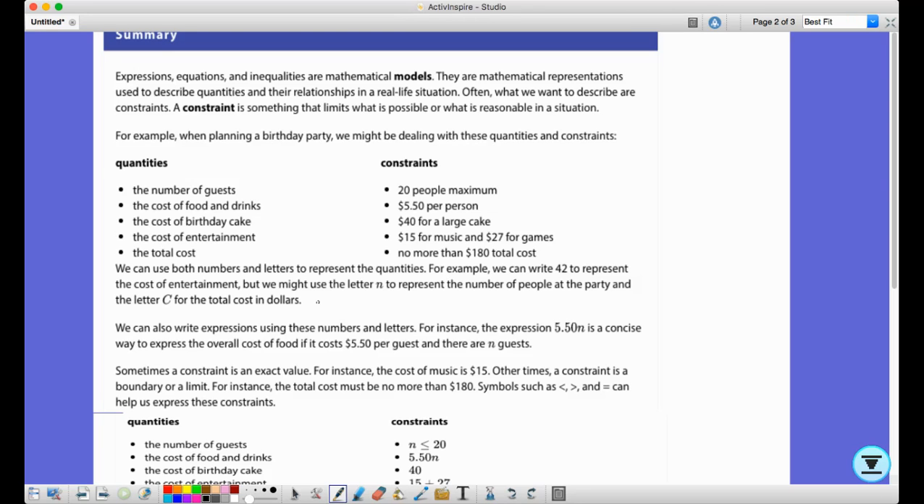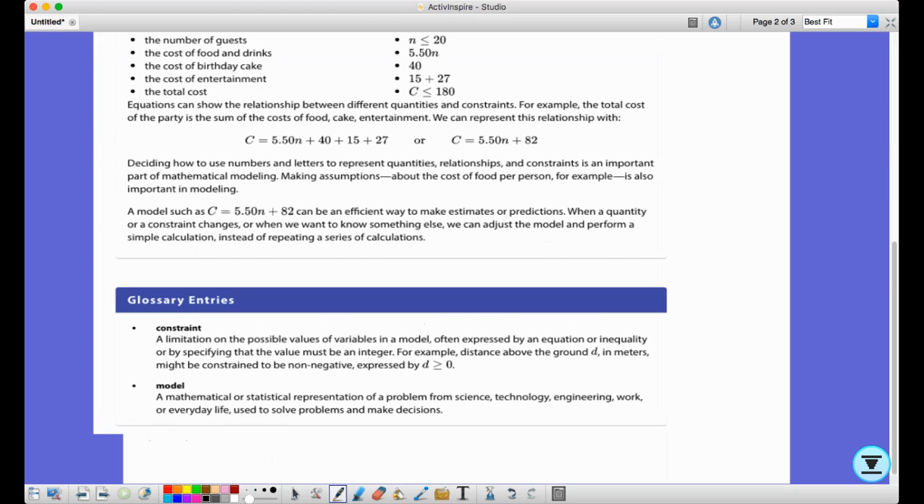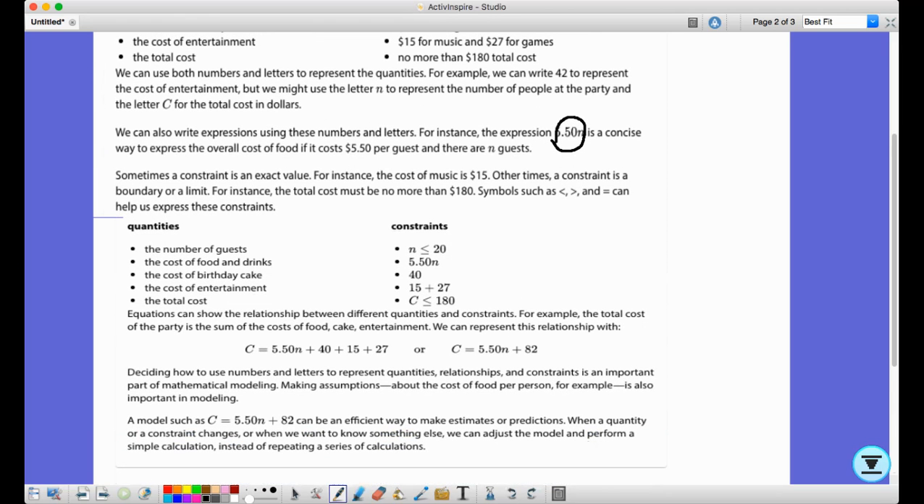We also can write expressions using these numbers and letters. For instance, the expression 5.50N is a concise way to express the overall cost of food. If it costs $5.50 per guest and there are N guests, then I know this expression 5.50N represents the amount of money I'm spending on guests for food. Sometimes a constraint is an exact value. For instance, the cost of music is $15. Other times, a constraint is a boundary or a limit. For instance, the total cost must be no more than $180. Some symbols, such as less than, greater than, and equal to, can help us express these constraints.